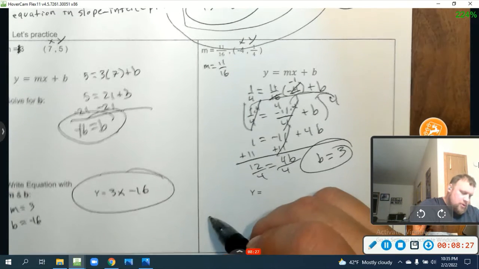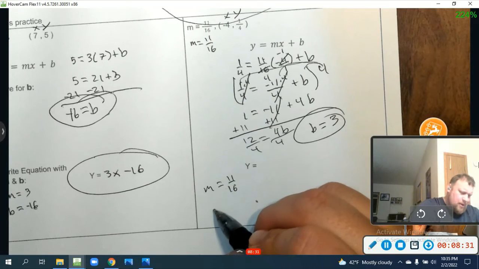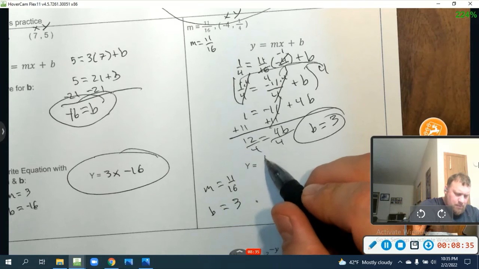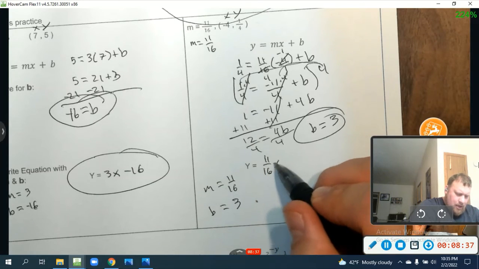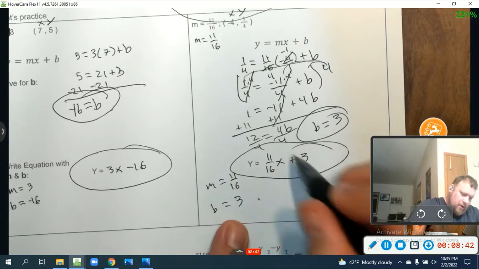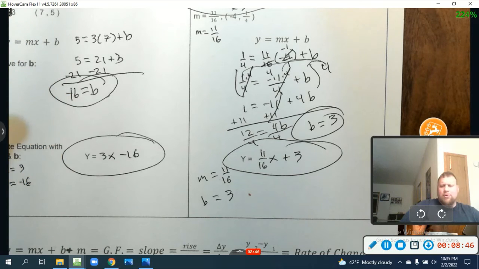Boom. So again, I have m equals 11/16. We don't care about no fraction. Don't bother us. We know our b equals 3. Let's just plug it in. y equals 11/16 x, and it's a positive, so plus 3. Boom, right there. Look at that. Pause it if you need to. I know I'm going a little fast. Feel free to pause it any time during this video.